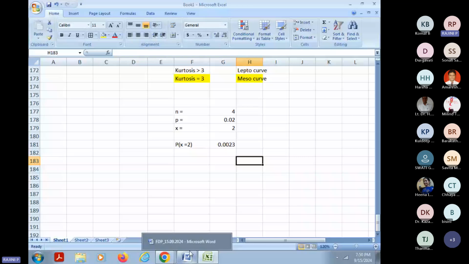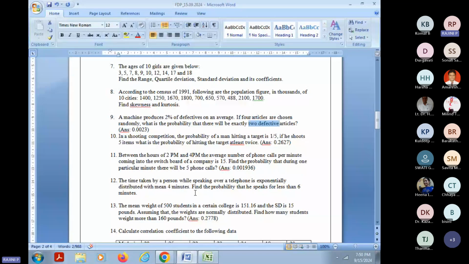Now you go for the next question. So here, in a shooting competition, the probability of a man hitting a target is 1 by 5.